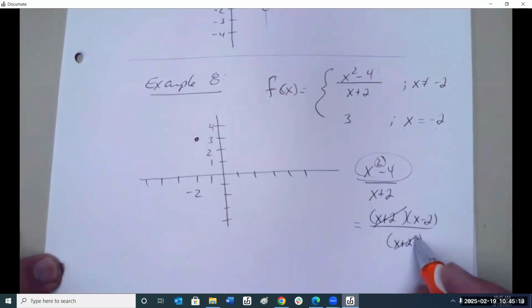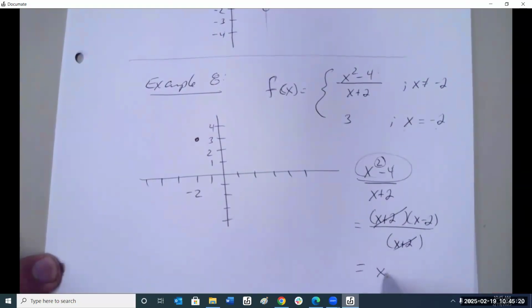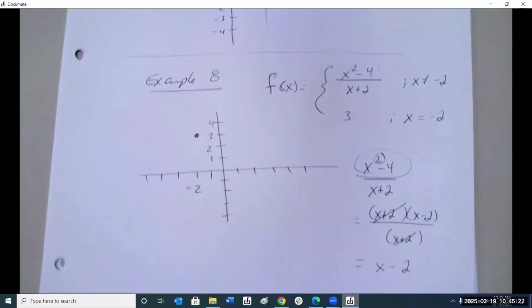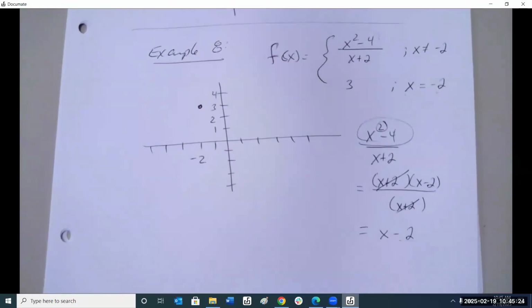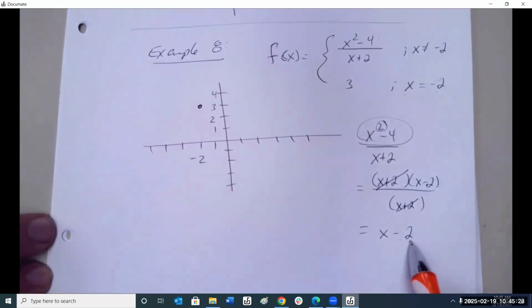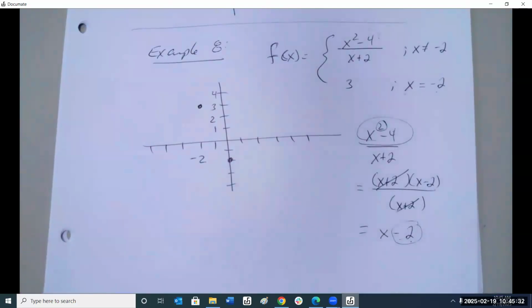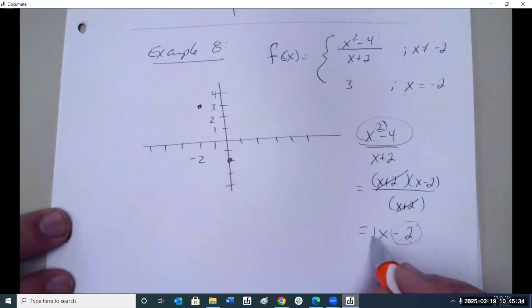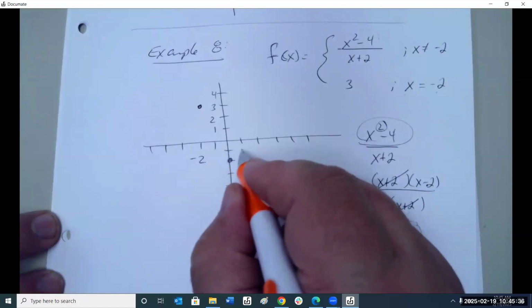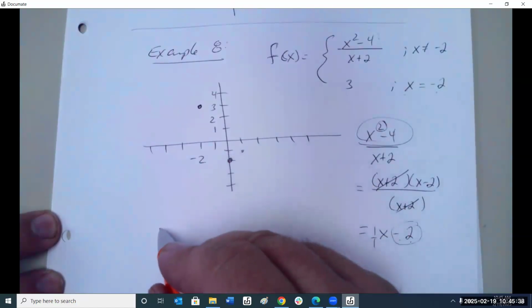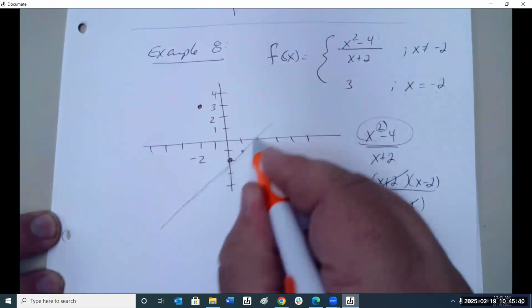The x plus 2's can cancel, so our line is going to look like this. It's going to be a linear equation of x minus 2. So what does that line look like? We have a y-intercept at negative 2, and the slope is 1 over 1, so up 1 over 1. So the graph will look like this.